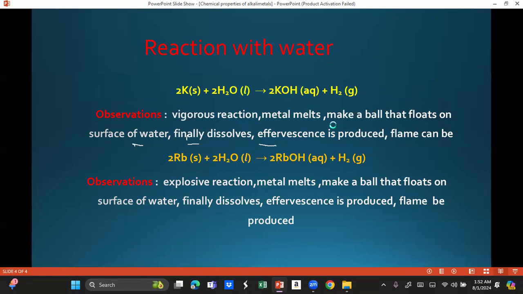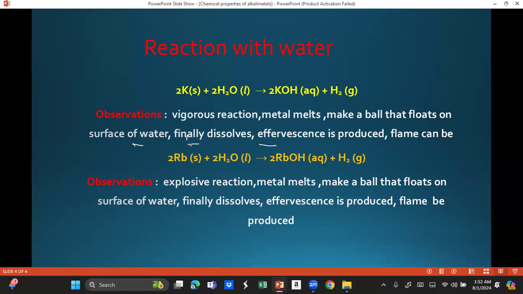Whenever group 1 metals react with water, what do they produce? They produce alkali and hydrogen gas. So how do we know that alkali or hydrogen is produced? We can test this by using the test for hydrogen gas. You know what the test for hydrogen gas is?